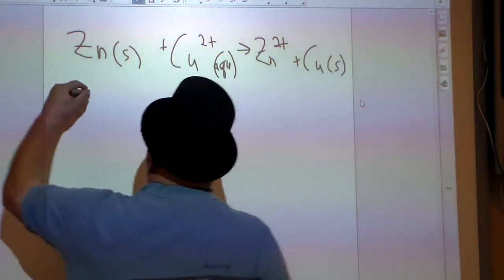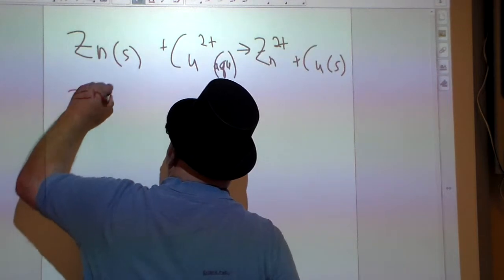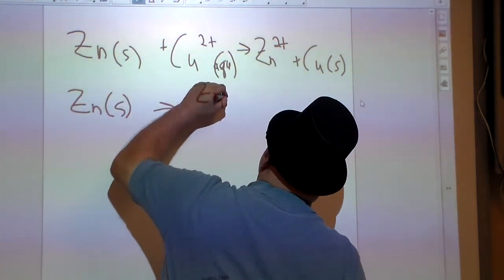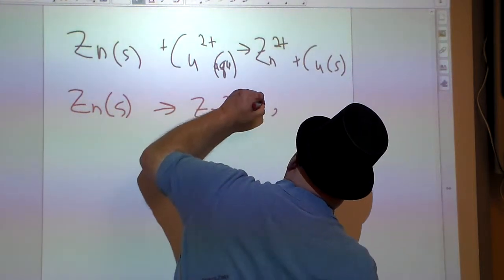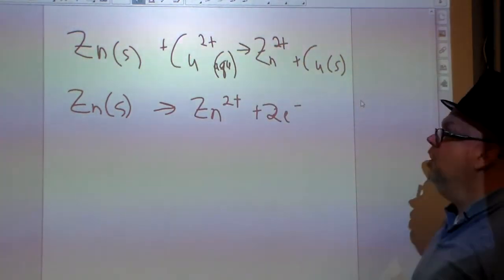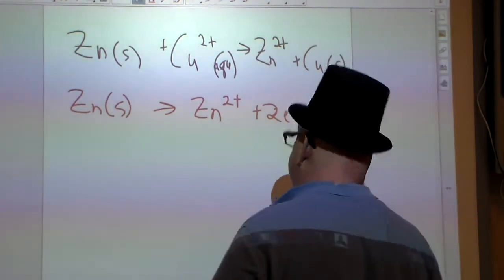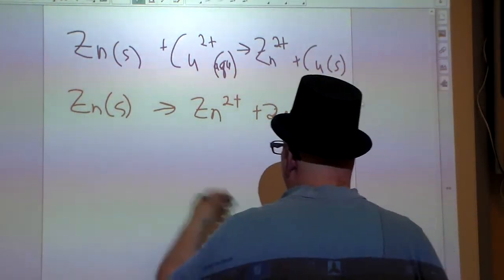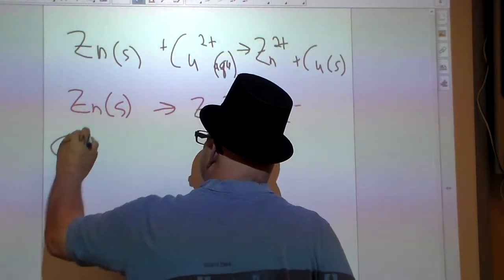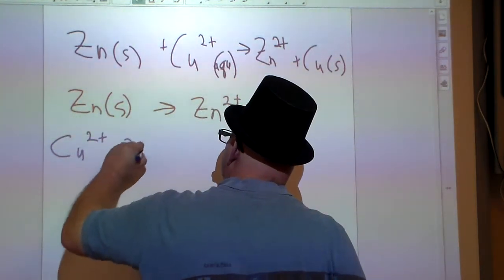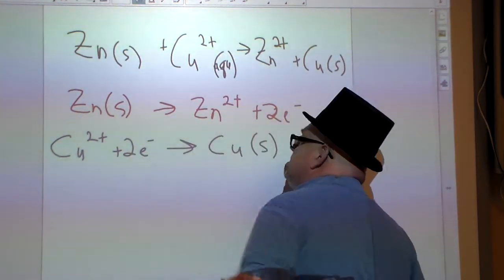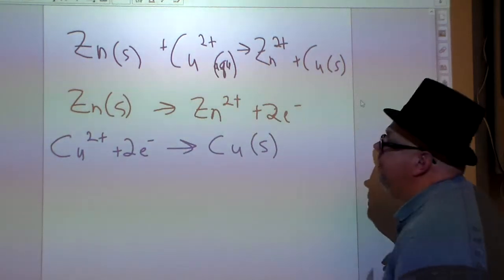But let's look at this here for a moment. Zn(s) gives us Zn 2+ plus 2 electrons. That's a half reaction, and we're only concerned about what's going on with the zinc. Let's use the blue to simulate our copper. We have Cu 2+ plus 2 electrons gives us Cu as a solid. That's our other half reaction.